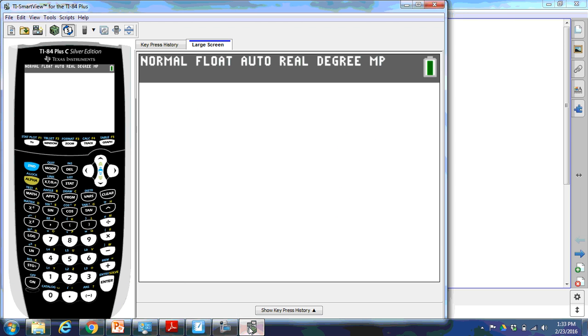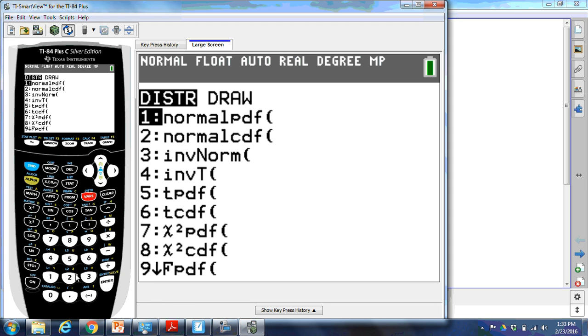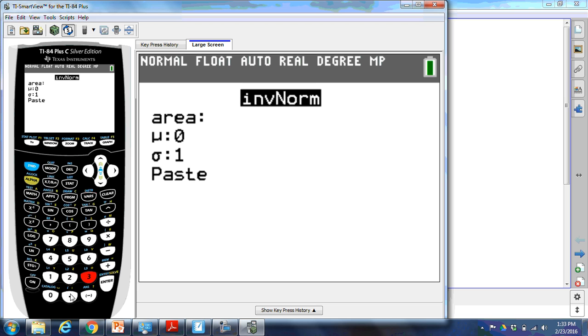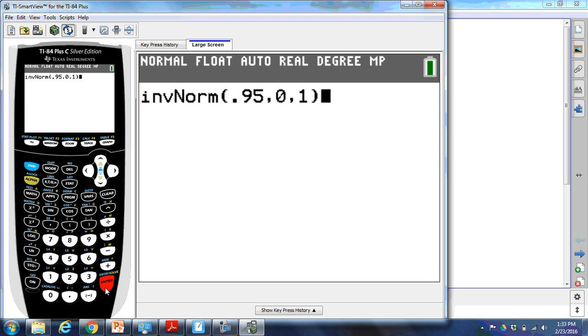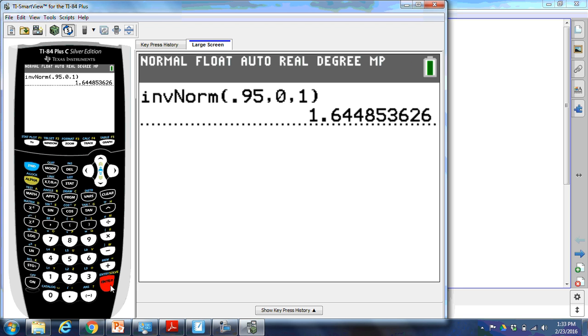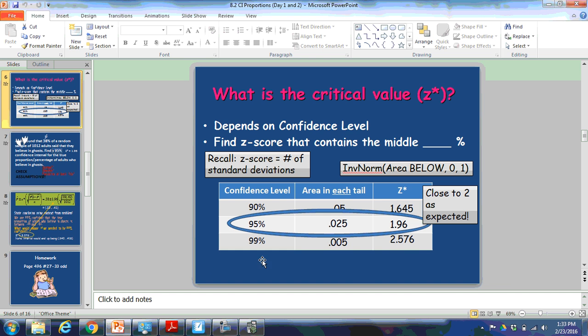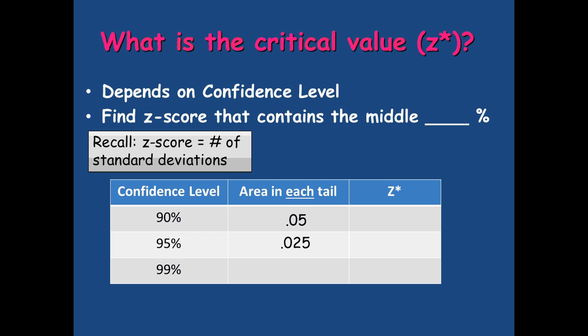So we're going to go to our calculators, and we're going to do a little inverse norm. So where are we at? Second distribution, inverse norm. Area below, we said this time, is 0.95. And since it's a standardized normal curve, 0 is the mean and 1 is the standard deviation. And this is going to give us a z-star value of 1.644. So that's actually our first one here, and we actually rounded up to 1.645.